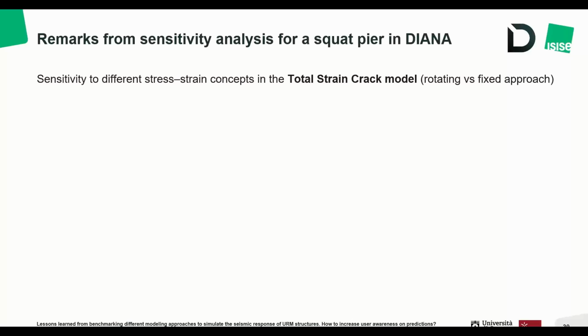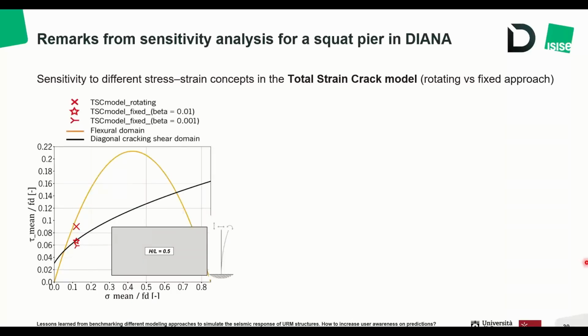And just to confirm this, I want to show you some results from the sensitivity analysis for the squat pier that I performed in Diana by using the rotating versus the fixed stress-strain concept. In particular, as you can see from the shear strength domain, when using the total strain crack model with the rotating approach, the cross marker, the shear strength is much higher than the diagonal cracking shear domain by Turnšek-Čačovič, while when using the fixed approach, the predictions are actually consistent with the diagonal cracking shear domain.